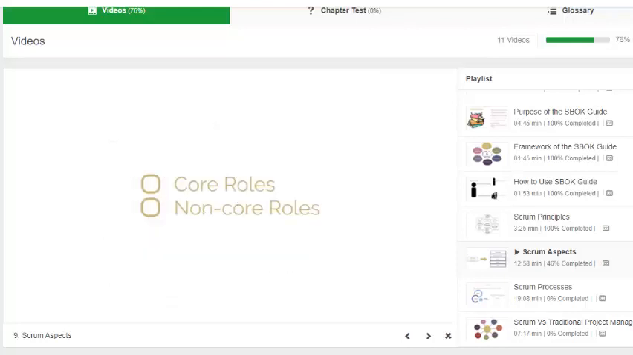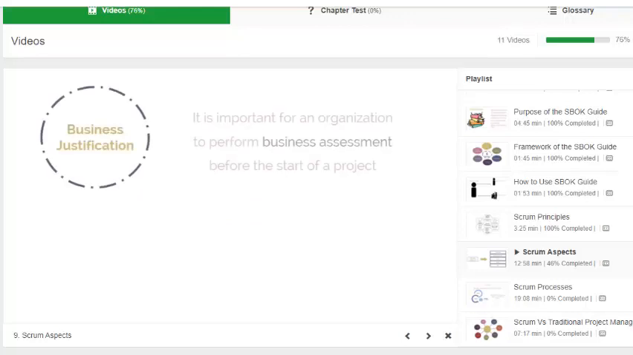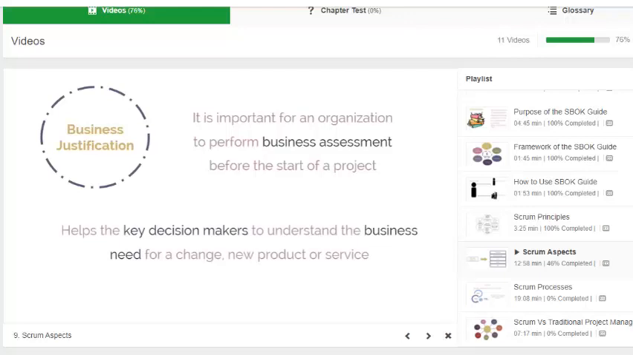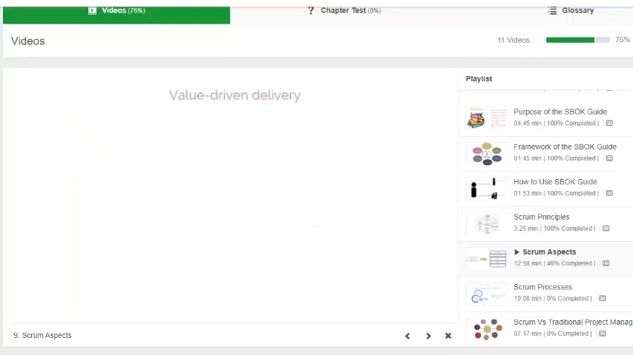So now that we have seen the core and non-core roles played in a Scrum-controlled project, let's now discuss another key Scrum aspect, business justification. It's important for an organization to perform a proper business assessment prior to starting any project. This helps the key decision makers understand the business need for change or for a new product or service, the justification for moving forward with a project, and its viability. Business justification in Scrum is based on the concept of value-driven delivery.